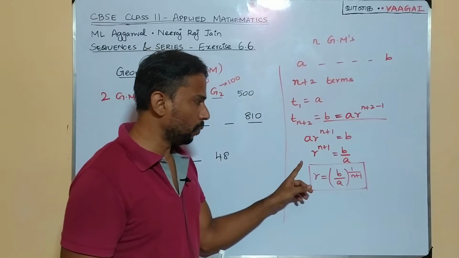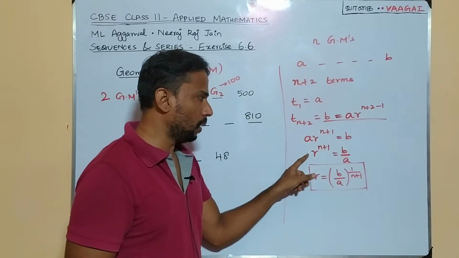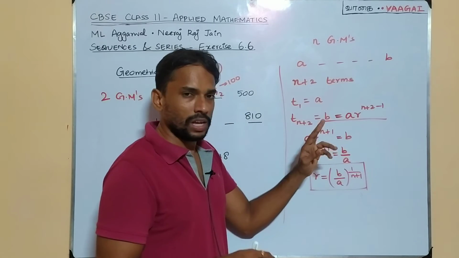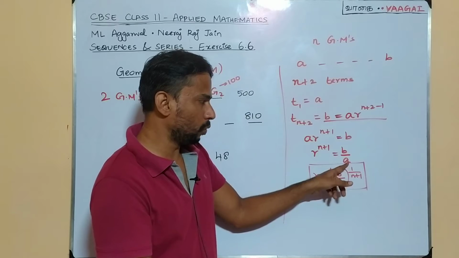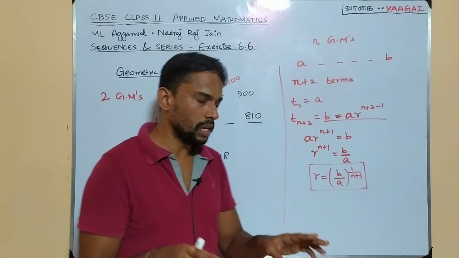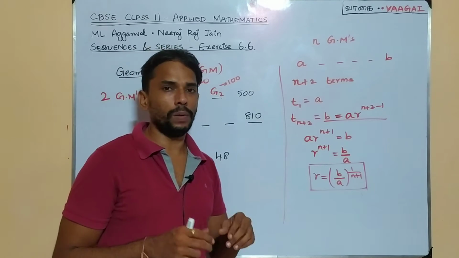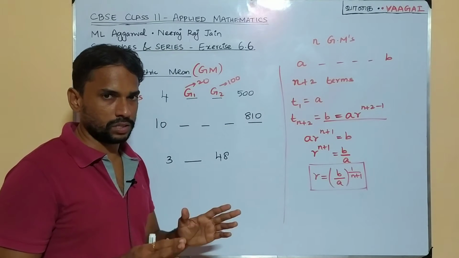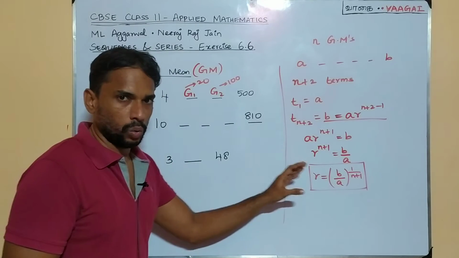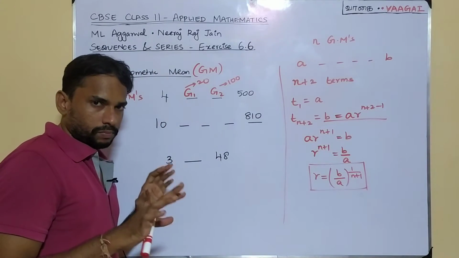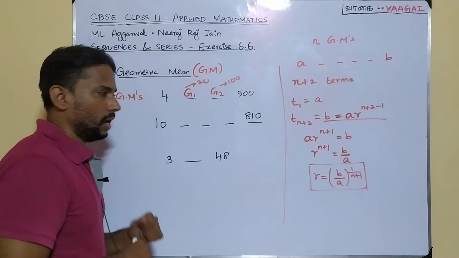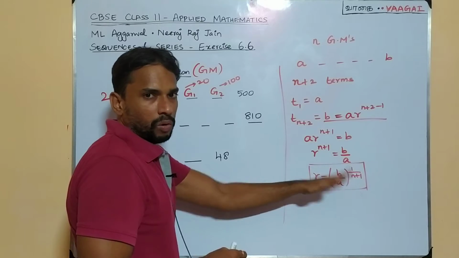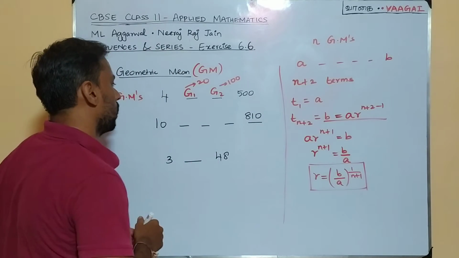I hope you can understand this part also. Because R power n plus 1 is B by A, if you want to find R, this power goes there as a reciprocal. That's why I am putting it here as 1 by n plus 1. Just kindly note this expression, because using this expression only we are going to solve the other 2 problems. Now shall I apply this rule to solve these 2 problems? Let me just demonstrate how to get the answer for these 2 questions using this formula.